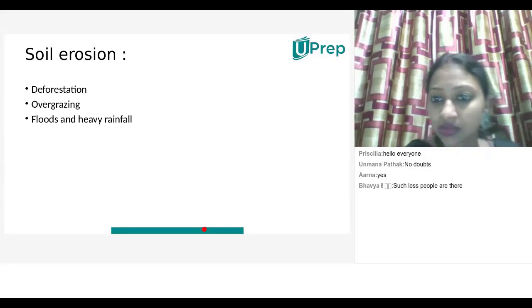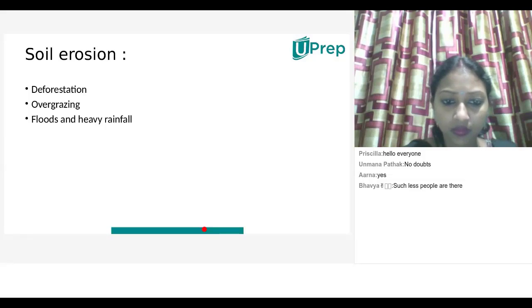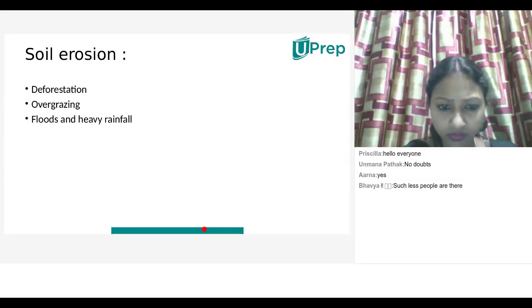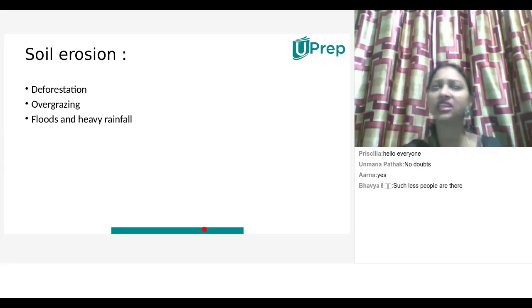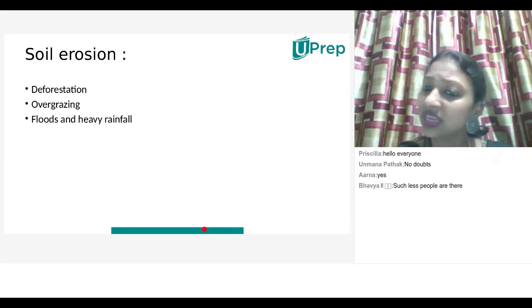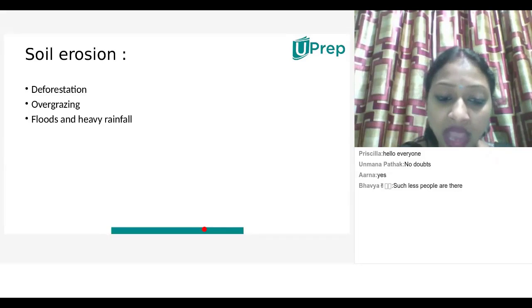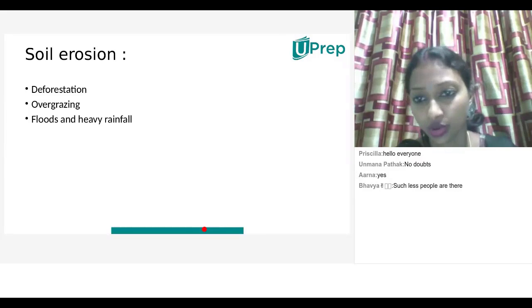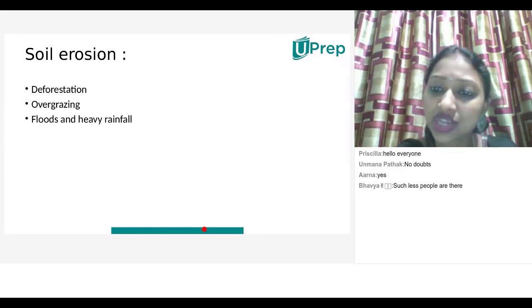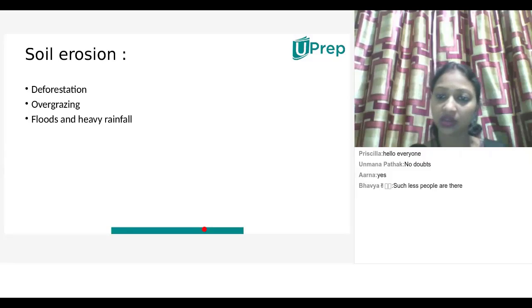On steep lands, when they cut off all the trees, the tightly bound soil becomes loose and starts to erode. Soil erosion can occur naturally, but mainly man-made activities are responsible, for example constructions and deforestation.